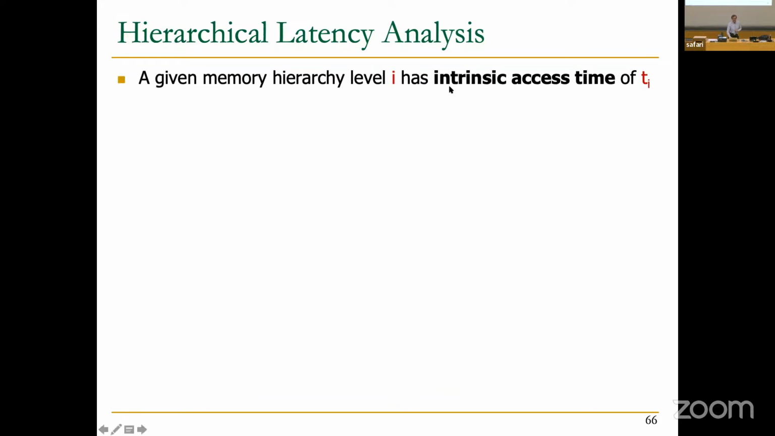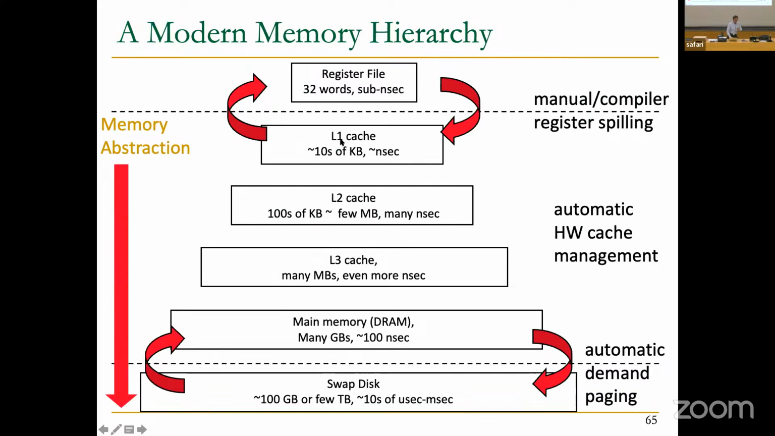Let's assume that a given memory hierarchy level i has intrinsic access time of Ti. For example, for L1 cache, you have some intrinsic access time for the cache. The register file is also part of the memory hierarchy, but it's special because it's really managed by the compiler or a very motivated programmer, but usually the compiler today. Disk is also a part of the memory hierarchy today, but it's managed by the system, as we will discuss with virtual memory. So don't forget those parts, but we're talking about hierarchical latency analysis right now.